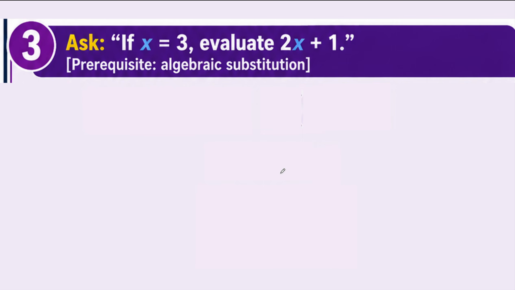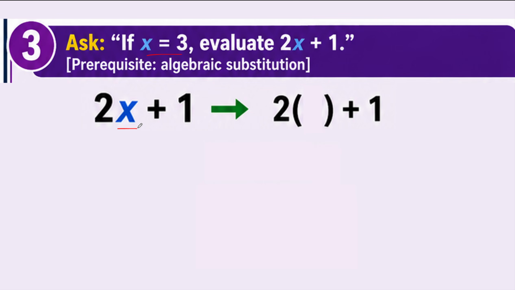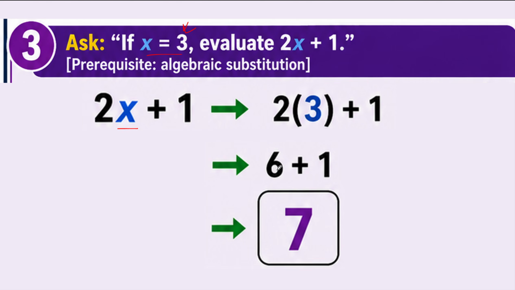And the third practice is we will evaluate 2x plus 1 when x is equal to 3. Let's try to evaluate. So we have 2x plus 1, and what we're going to do is change that x into 3. We're going to plug in the 3. So we have 2 times 3, that is going to be 6, plus 1, the answer must be 7. That is the algebraic substitution, very useful in the next part of our discussion.